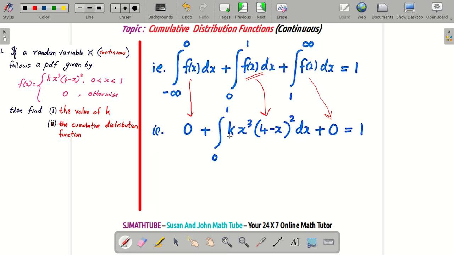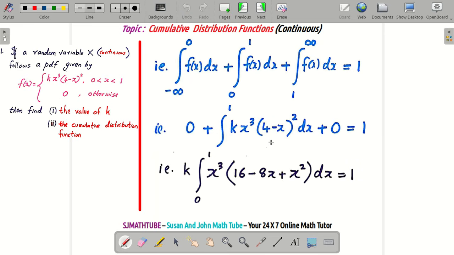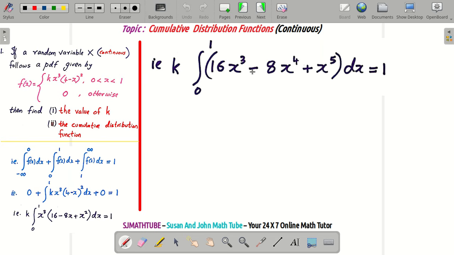Okay, now I'll take this k outside and I'm going to expand this (a minus b) the whole square. Then I can distribute so that I'll be able to integrate. I hope you're working out the problems with me.